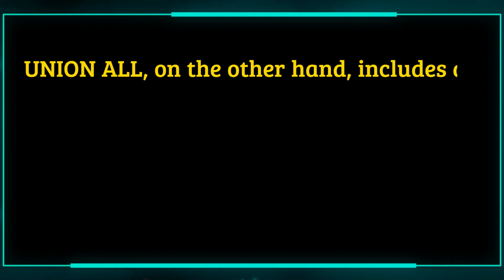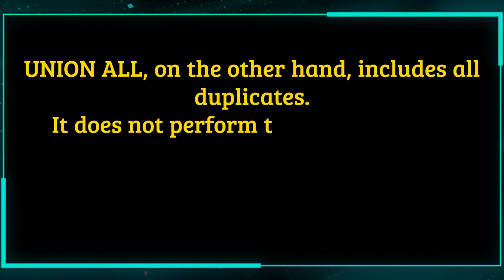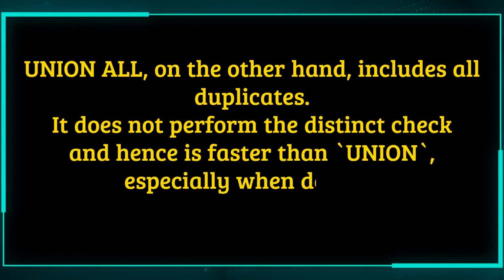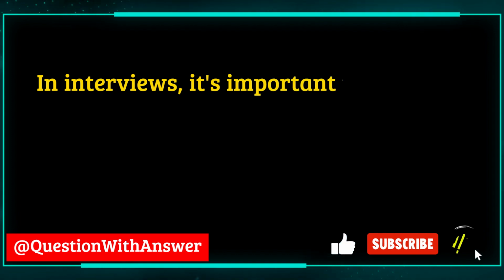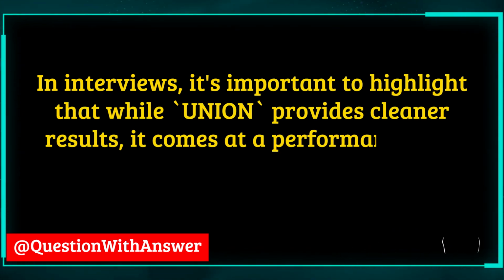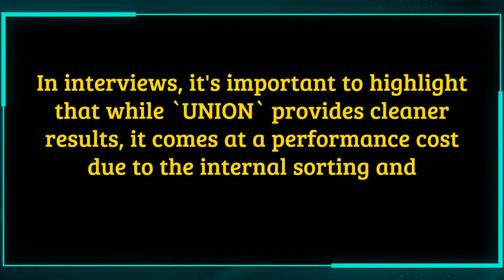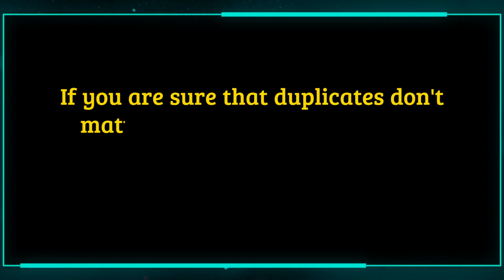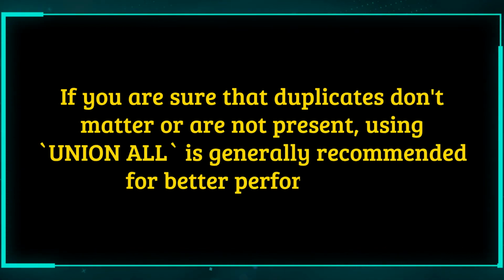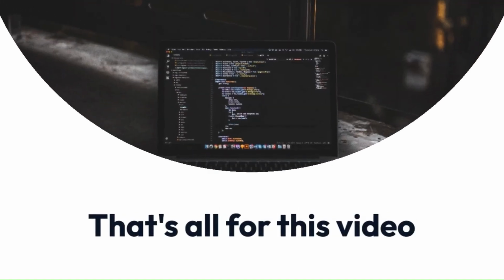Union all, on the other hand, includes all duplicates. It does not perform the distinct check and hence is faster than union, especially when dealing with large datasets. In interviews, it's important to highlight that while union provides cleaner results, it comes at a performance cost due to the internal sorting and duplicate checking. If you are sure that duplicates don't matter or are not present, using union all is generally recommended for better performance.